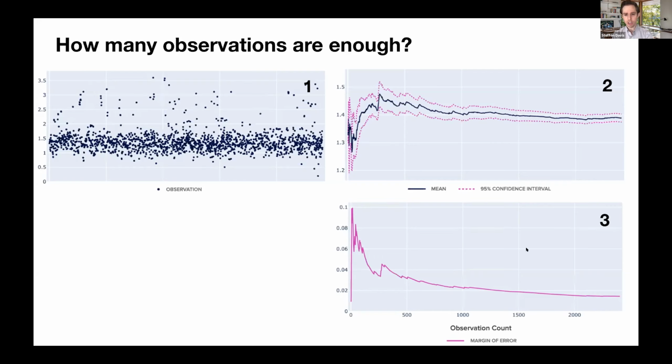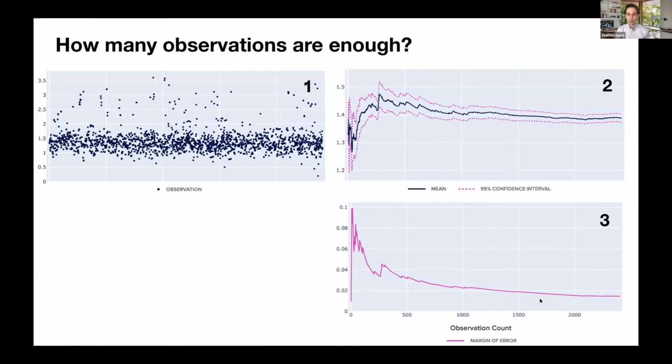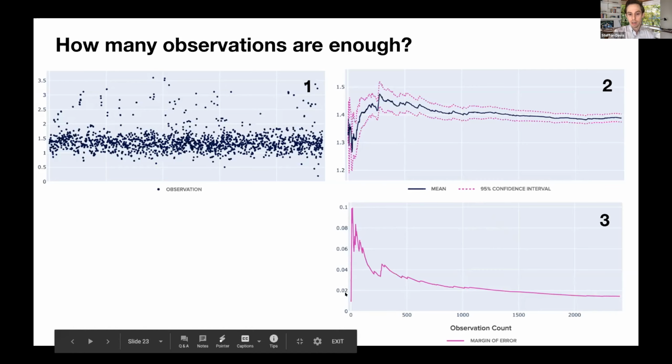And in the third chart here, it's plotting the margin of error that really highlights that that confidence interval is tightening up and the margin of error is decreasing as you get more observations. So now let's say that you have a use case where a margin of error of 0.02 in your measurement is satisfactory. That's a satisfactory margin of error.